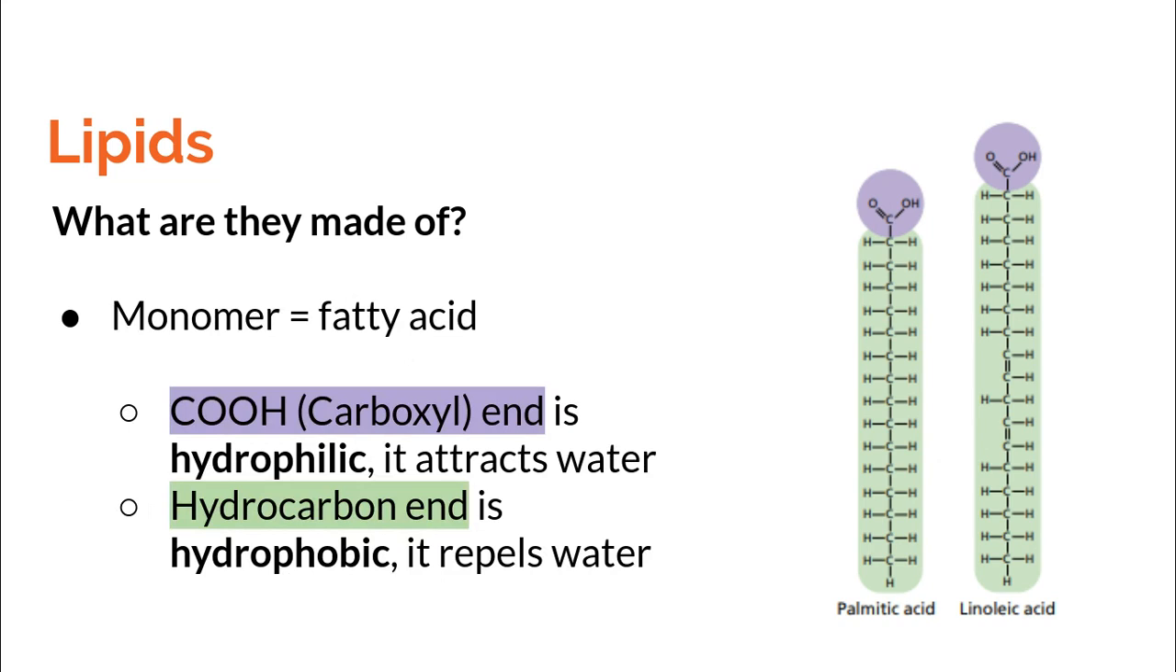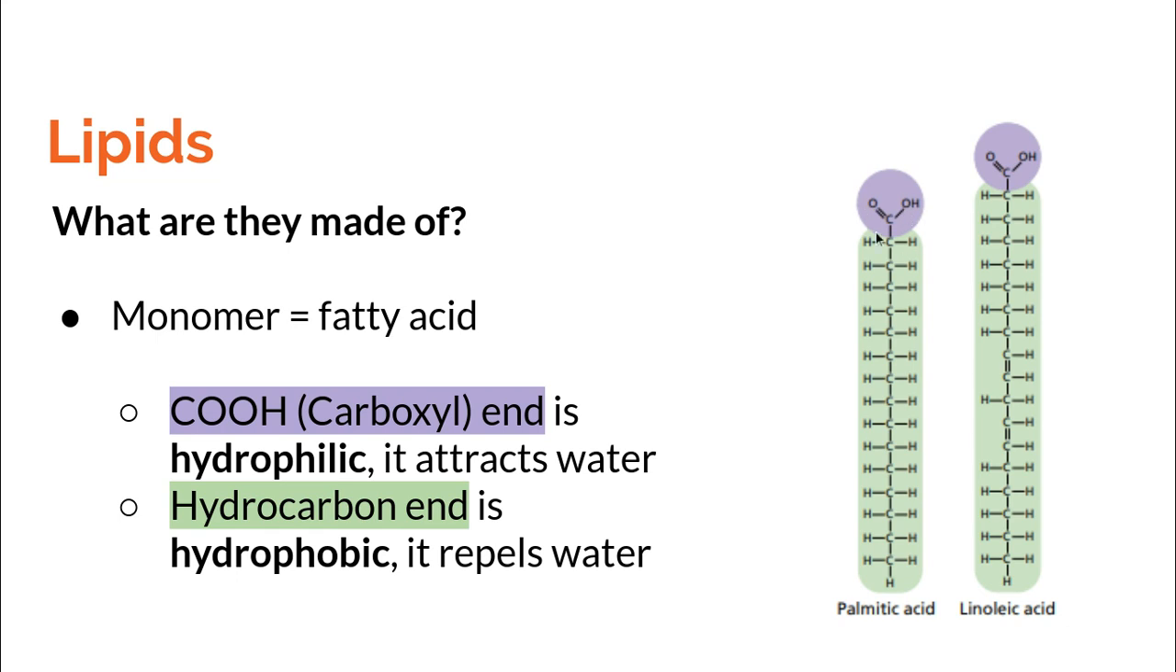So the monomer, or the small building block of a lipid, is a fatty acid. And fatty acids have two characteristics. One is, here in purple, they have a carboxyl group. The carbon double bonded to an oxygen and then single bonded to an OH group. So this may remind you of some functional groups in past lessons. And it kind of looks similar to the ending of water, H2O.